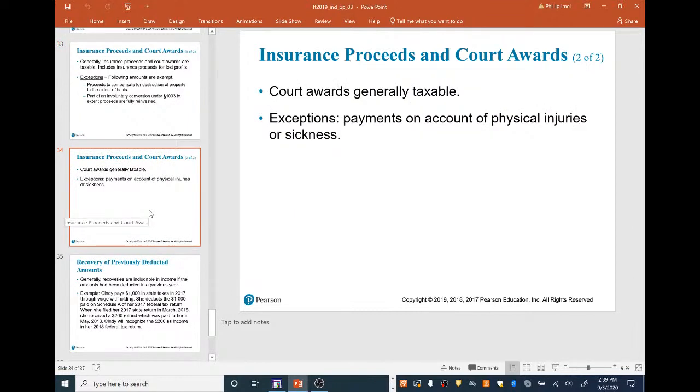Court awards generally are taxable. The exceptions: payments on account of physical injuries or sickness. Those are going to be your two exceptions: the payment on account of physical injuries or sickness.